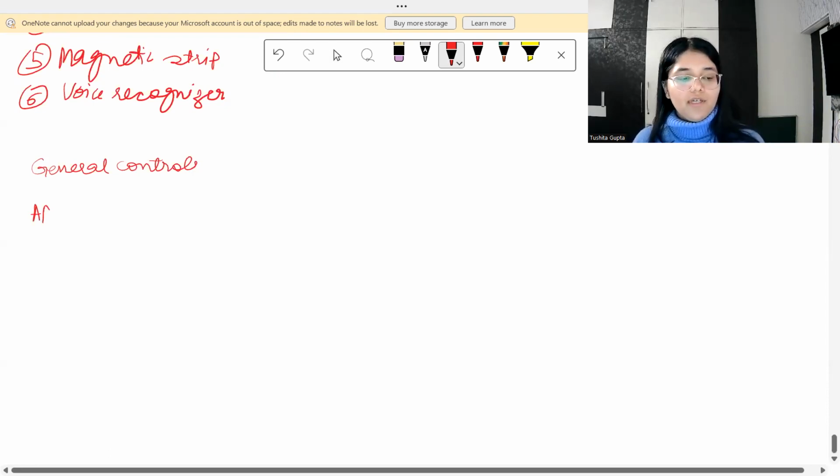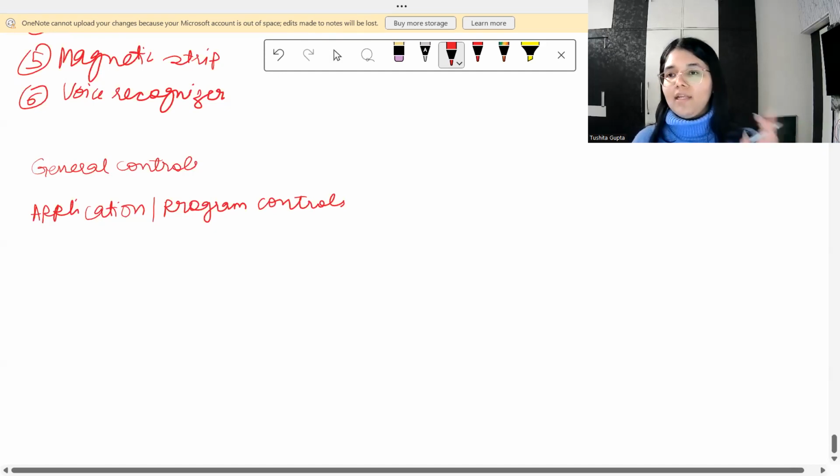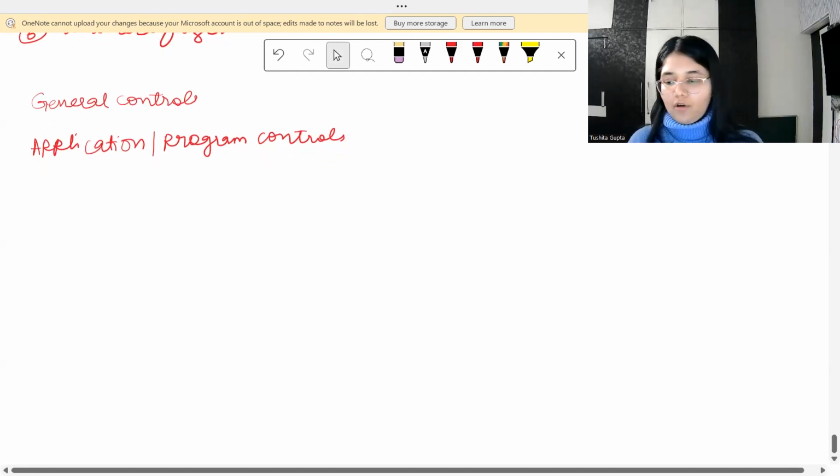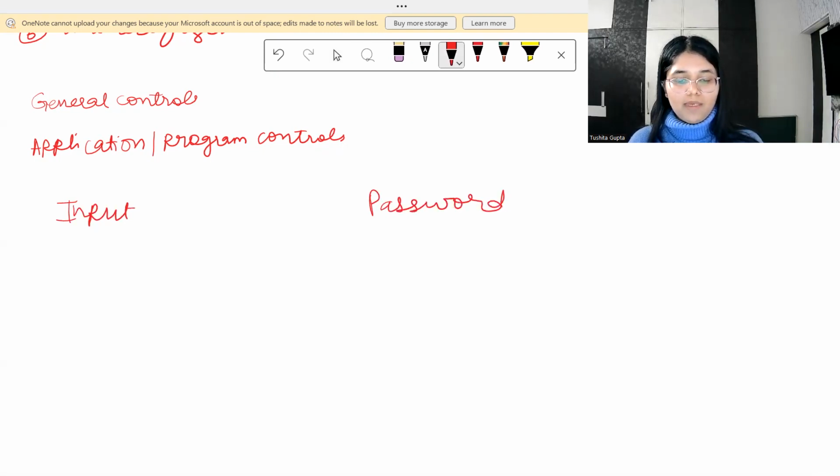Then we also have the application or program controls. These are basically the controls which are put in place and performed automatically by the system. If we talk about the types of controls, input control can also be passwords. You input the password, and only if you input the right one does it let you access further.